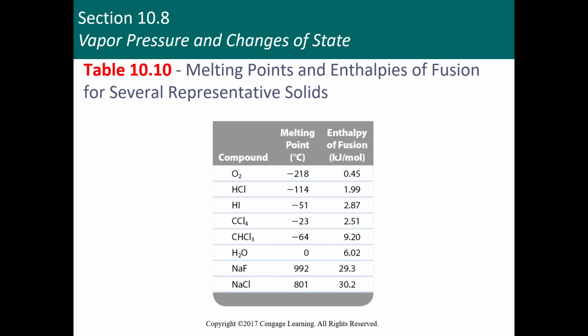Alright, so this is some melting points and enthalpies of fusion for several representative solids that you've probably run into in your time in the chemistry labs or just in general. And you can see various different melting points and enthalpies of fusion. You will notice here that the higher the melting point, typically the higher the enthalpy of fusion. That makes sense. Takes more energy to break apart. It's going to be harder to melt it, right?